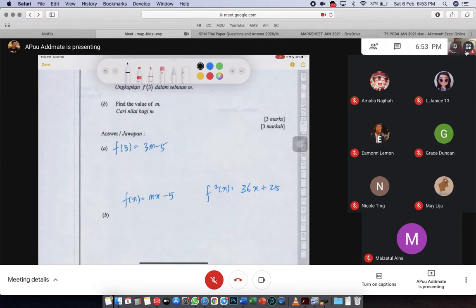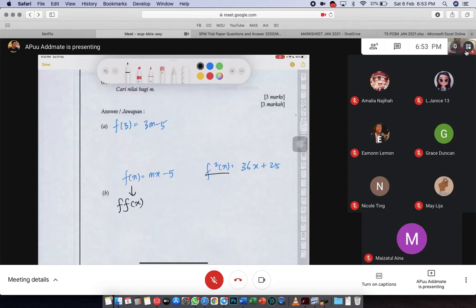So when you see f squared, you have to try and get your own f squared. F squared means f f. It means you substitute f into f. So now you have f f x equals to m times, in brackets, mx minus 5, and then minus 5 at the back. So far okay? This x you change to f(x), so this x also becomes f(x). Remember that, this is your composite function. Next, try to expand. So m squared x minus 5m minus 5.